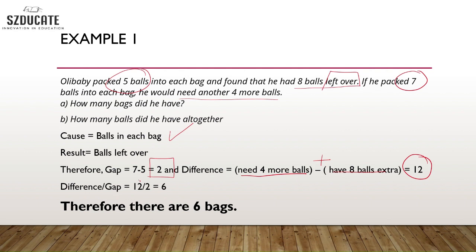So the difference is 12 and the gap is 2. That's why you have 6. Now what is 6? Look, what is here that we can know? Oh, bags. So therefore there are 6 bags.